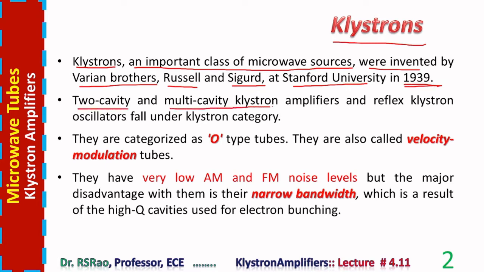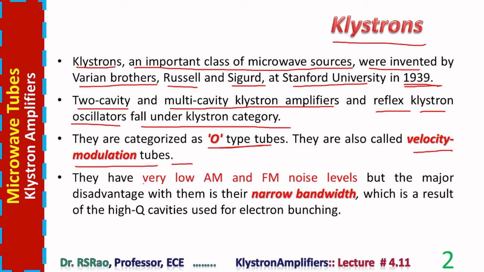Two-cavity and multi-cavity klystron amplifiers and reflex klystron oscillators fall under the klystron category. These are all categorized as O-type tubes. They are also called velocity modulation tubes. They have very low AM and FM noise levels. It is an advantage, it is a plus point, but the major disadvantage with them is their narrow bandwidth. It is a result of the high Q cavities used for electron bunching.